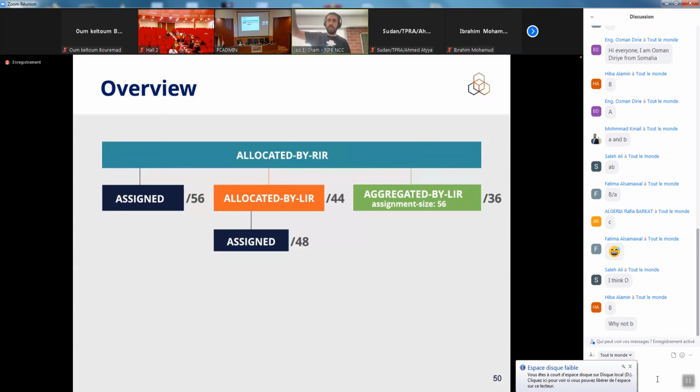So this is an overview right now. What you get from the RIPE NCC is the allocated by LIR. This is the top one, okay? From it, you can either do assignments. This is the one to the left. Or you can do a group of assignments. This is the one to the right, okay? That's the aggregated by LIR. Or you can take part of the space, sub-allocate it, so give it to someone else, and then that someone else can do assignments from it. And this is what you see in the middle. So these are the different statuses that reflect what you are doing with IPv6.